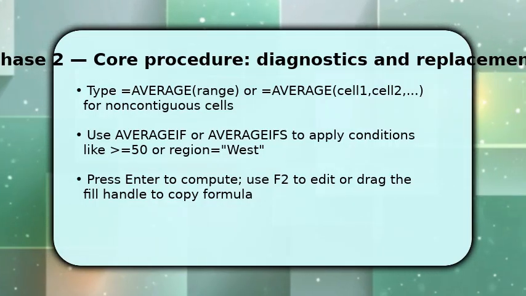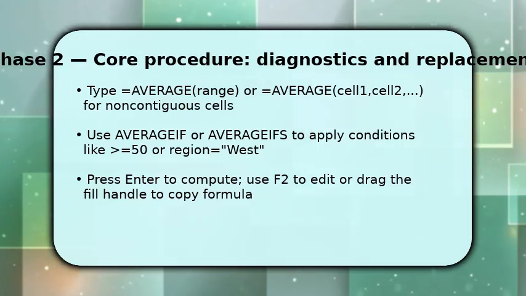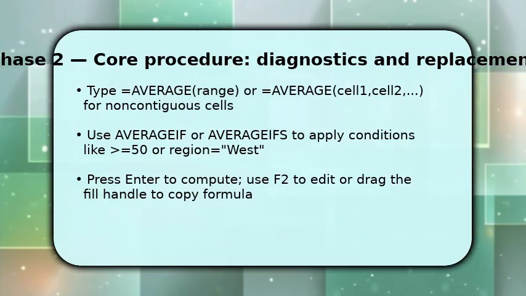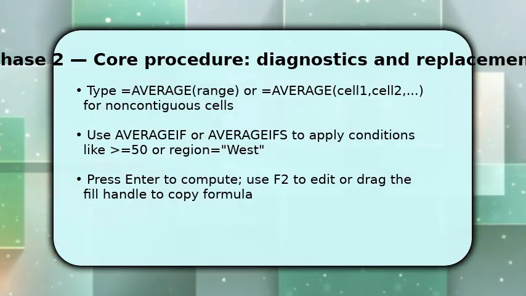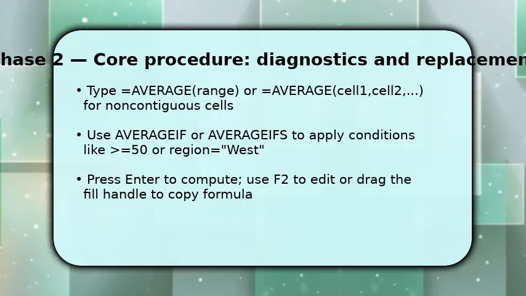If you need conditions, switch to =AVERAGEIF(range, criteria), or =AVERAGEIFS for multiple criteria. This filters values before averaging. Once entered, press Enter. Excel returns the numeric mean.